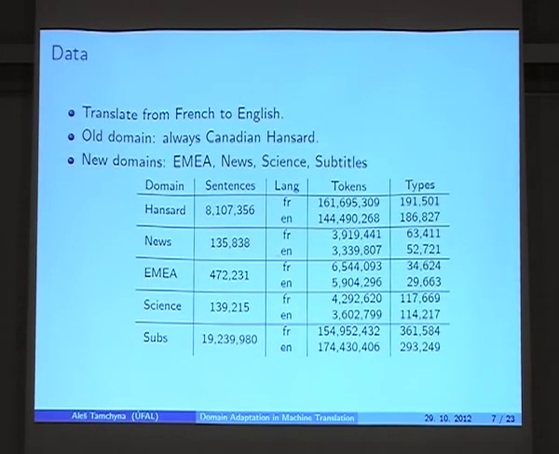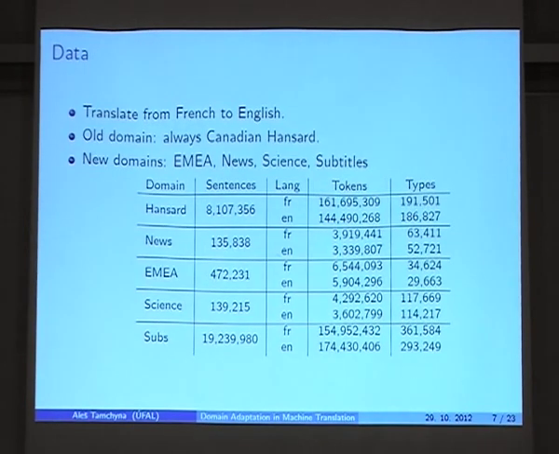Okay, so what data sets did we use? We had 5 domains in total. The old domain was always Canadian Hansard, and the new domains were EMEA, News, Science, and Subtitles. EMEA is data from the European Medical Agency. That's mostly drug prescriptions and usage conditions and things like that. News is a news commentary corpus. And Science consists of papers and abstracts from various areas of science, like physics and computer science and things like that. And Subtitles is just film subtitles.